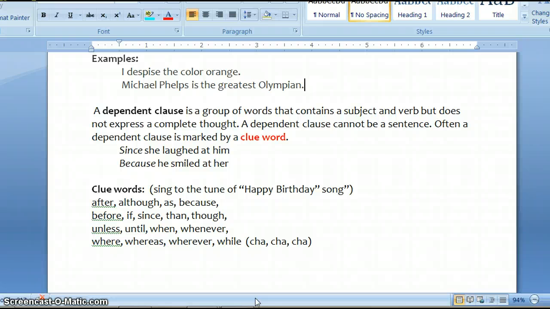That's just an addition to make it fun. Those are not clue words, okay? All of these are your clue words that you need to memorize. So I expect lots of singing of the tune Happy Birthday.